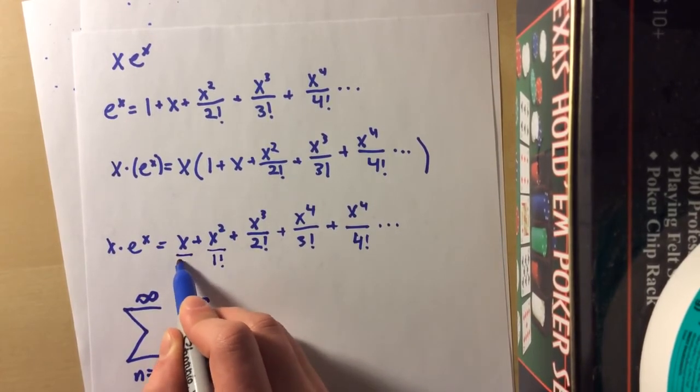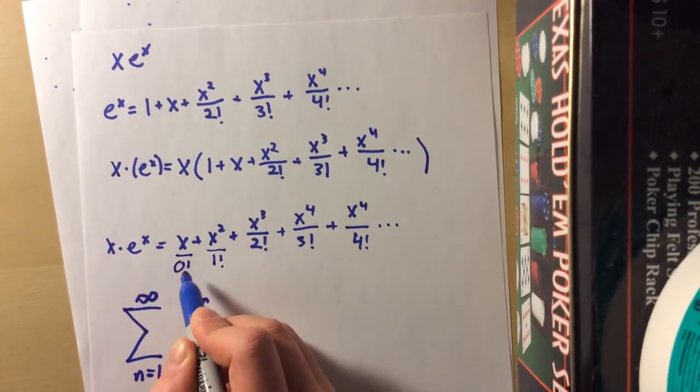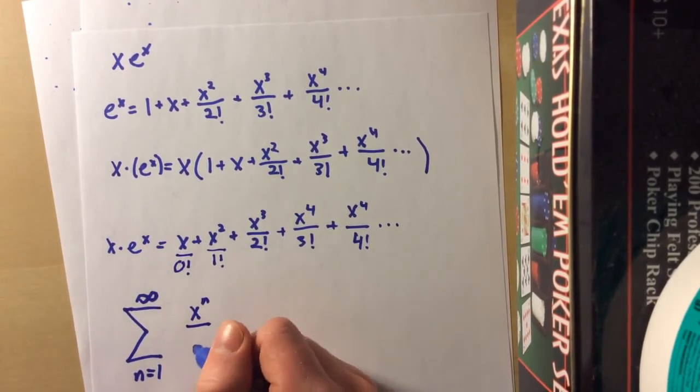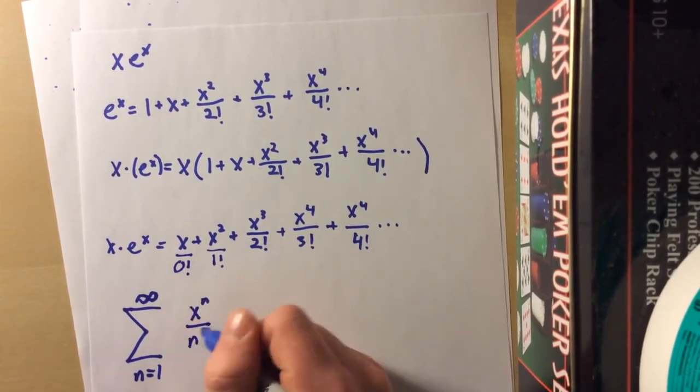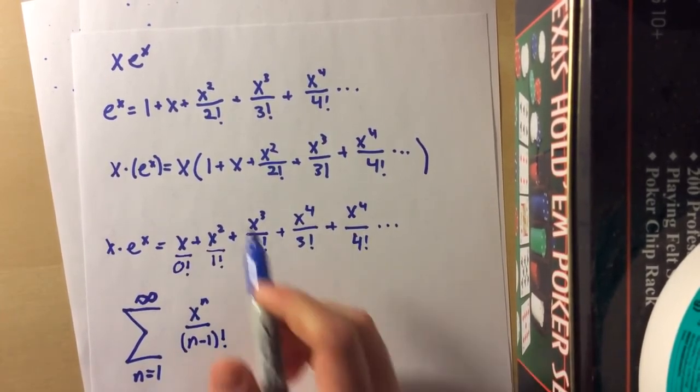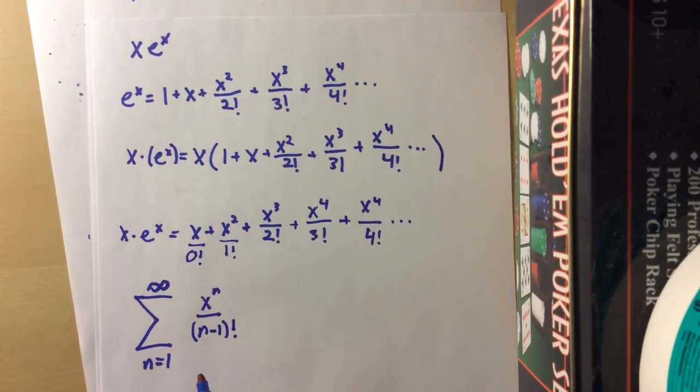And remember, 0 factorial is not 0. 0 factorial is 1, so we can do that. So we're just going to be dividing by, if we're starting by 0, we'd need n minus 1 factorial. And that's how you can write x times e to the x as a series.